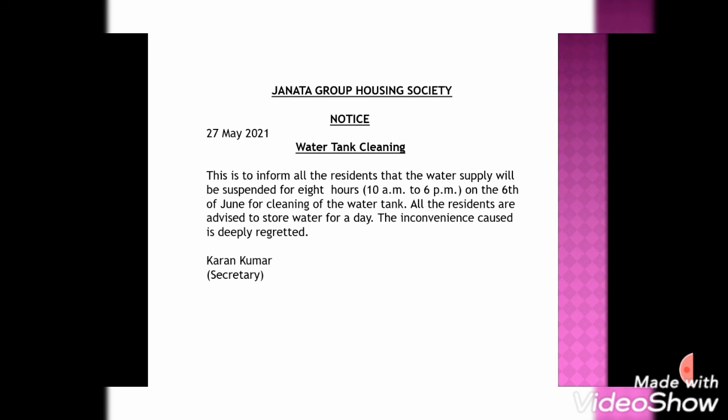Now we will see one written example. See, this is one notice. Here the issuing authority's name is given. Below that the word notice is written. Then the date, then the heading. And after that, the body of the notice: this is to inform all the residents and so on, like that it's going on. We can start in many ways.